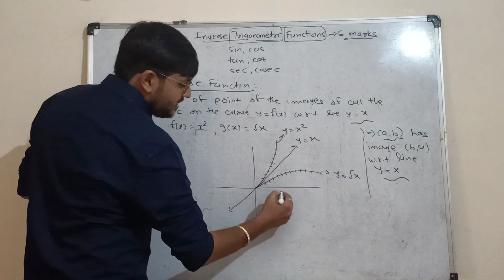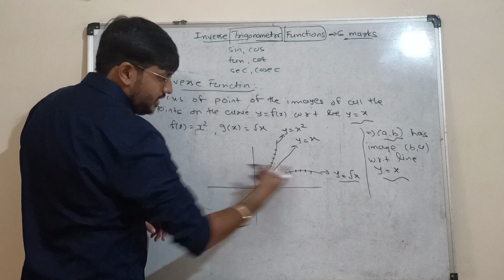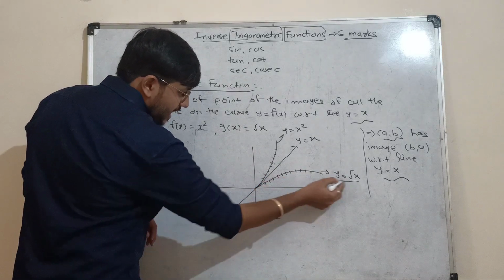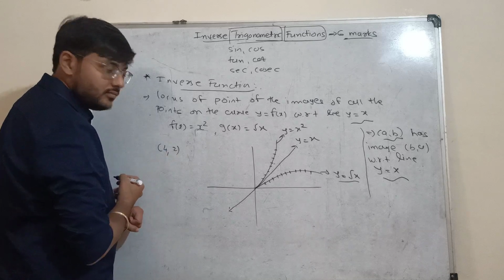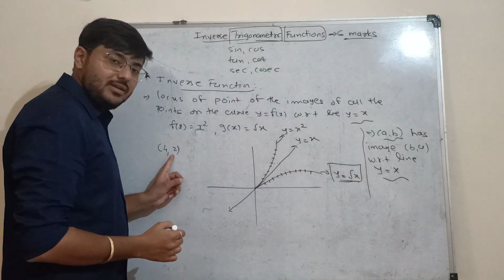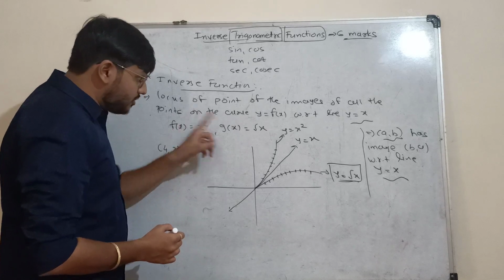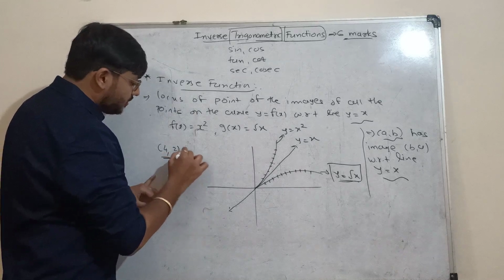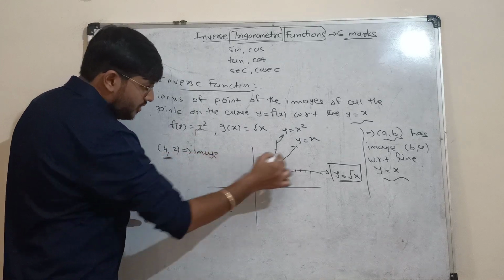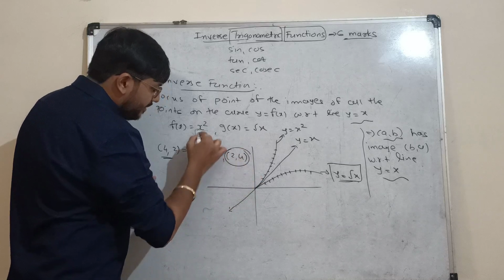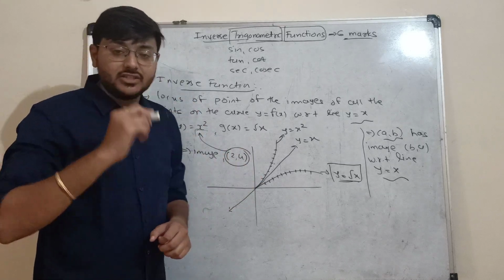If I take x equals 4 on this curve, and you put 4, then what will be the answer? The answer will be 2, right? For this particular curve, if you put x equals 4, the answer will be 2. So when you put x equals 2 in this, you will get the answer 4. So the image of (4, 2) with respect to line AB is (2, 4). And this (2, 4) will compulsorily be on the curve y equals x square.